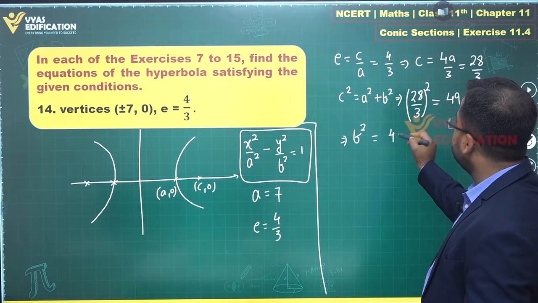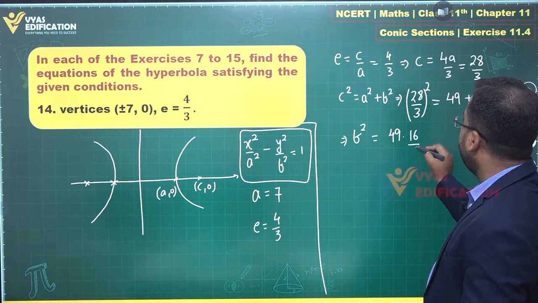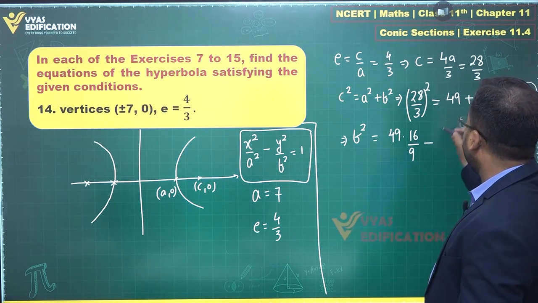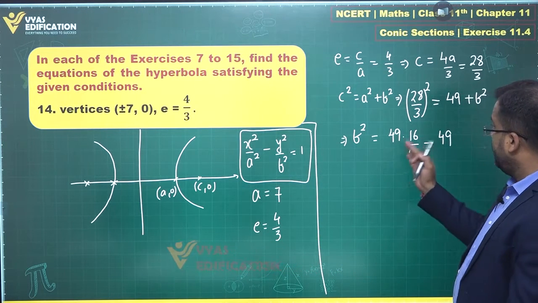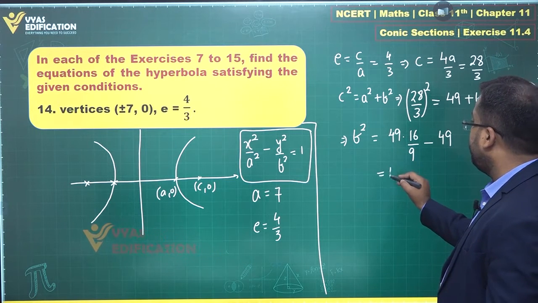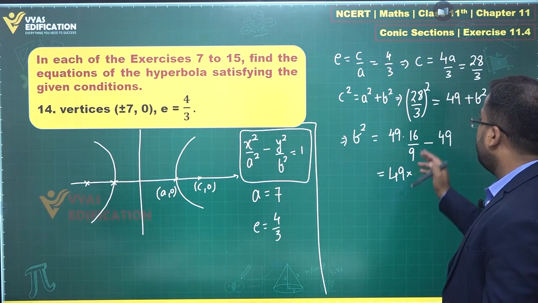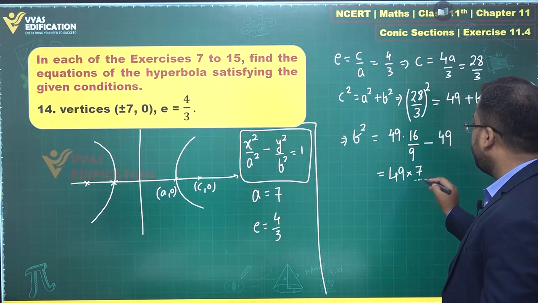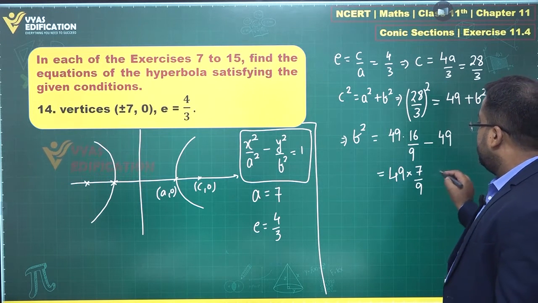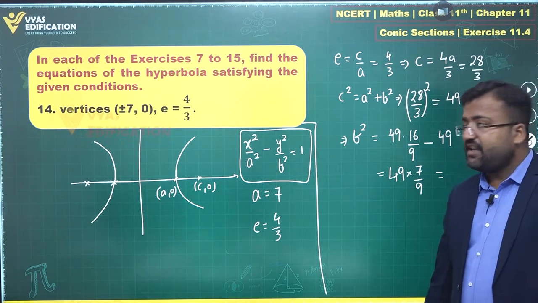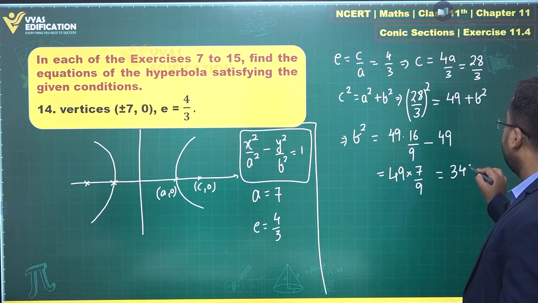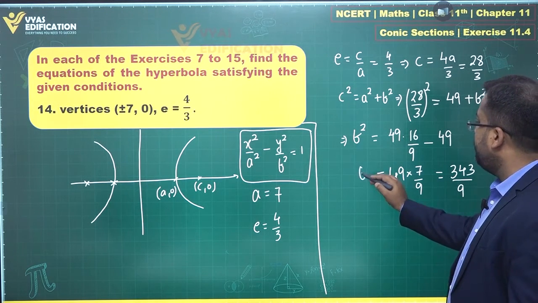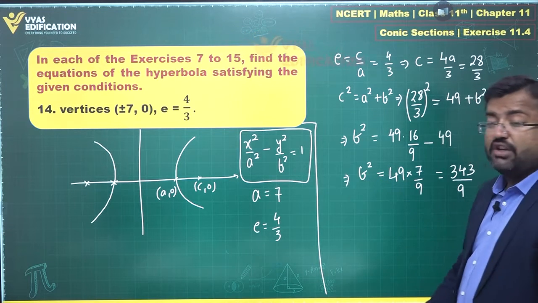So this is 7 square, 4 square upon 3 square minus 49. I have written this 7 square separately because I want to take 49 common from here. 49 will come out common. What will remain is 16 minus 9, which is 7 upon 9. So what will this become? This is 7 times 5 is 350 minus 7, 343 upon 9. The value of b square is this, 343 upon 9.